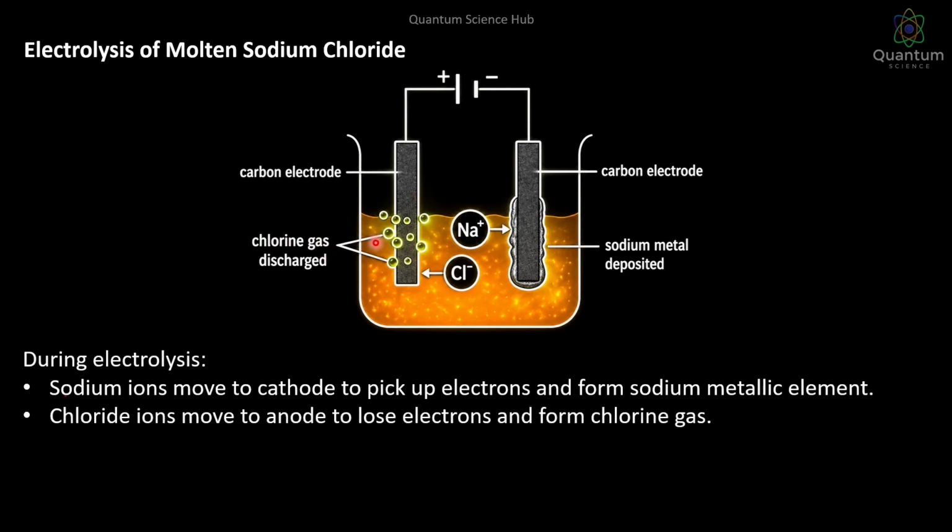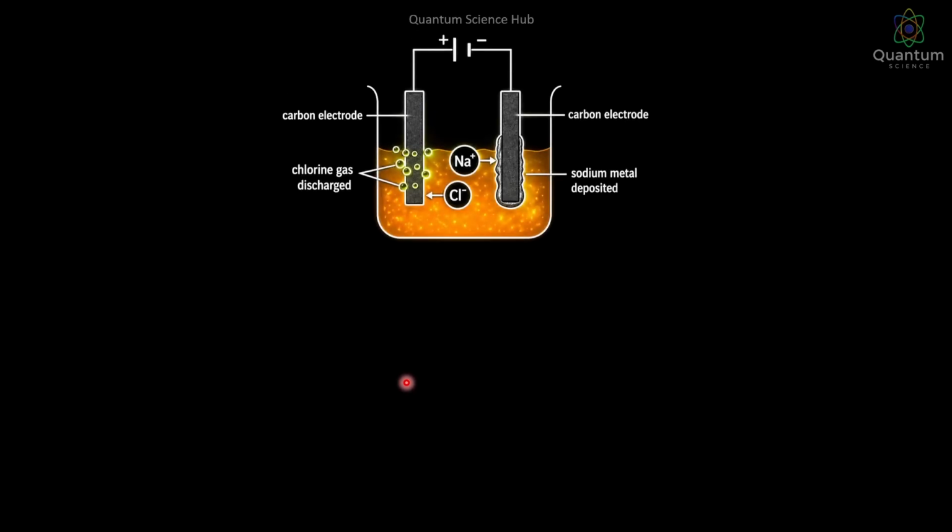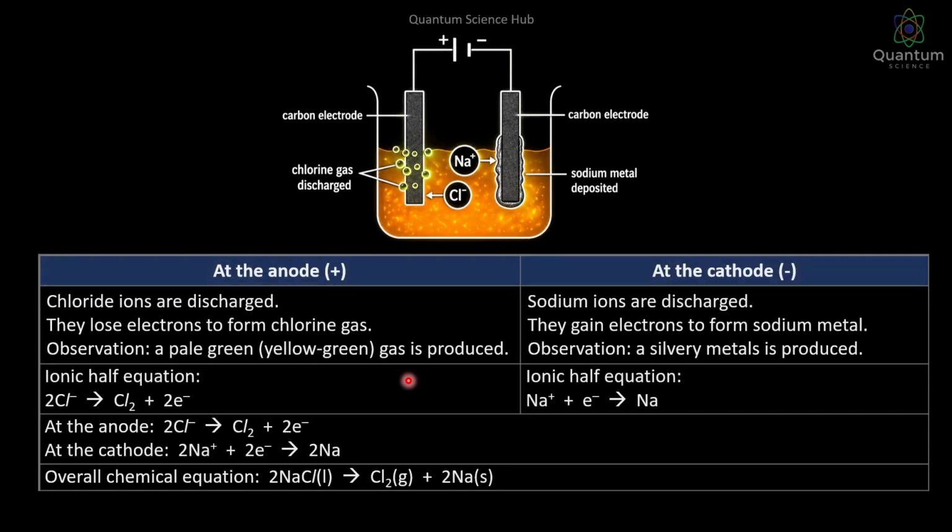So during the electrolysis, sodium ions move to the cathode to pick up electrons and form sodium metal, while chloride ions move to the anode to lose electrons and form chlorine gas. From this experiment, I can continue to make the table like this.